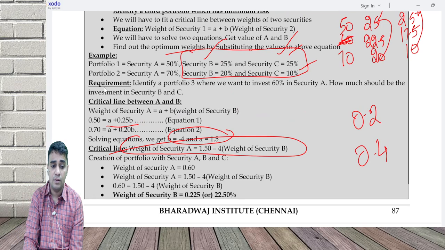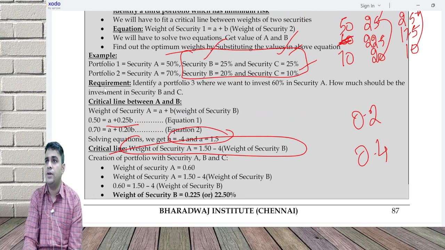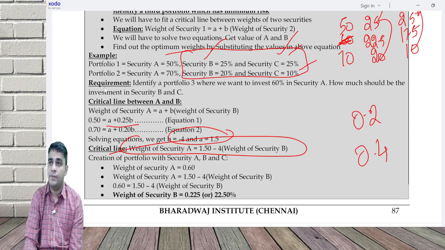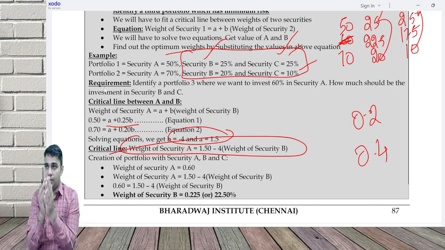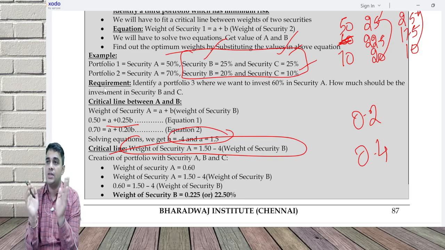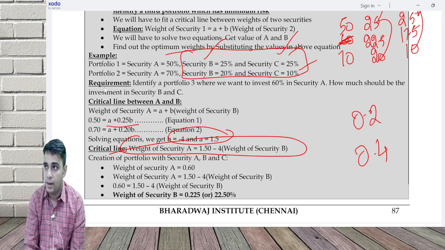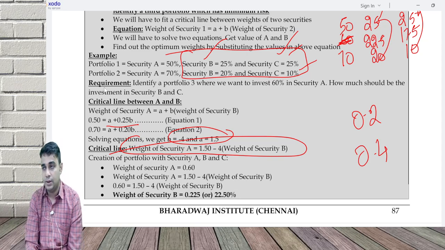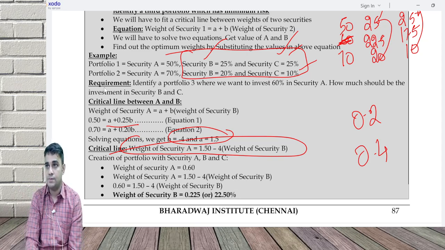0.3. Weight of security A is equal to A plus B into weight of the second security. The equation is weight of security 1 is equal to A plus B into weight of security 2. Now security 1, security 2, you can give any name you want. I don't want to get into the names of the securities. Clear? Any doubts on this?